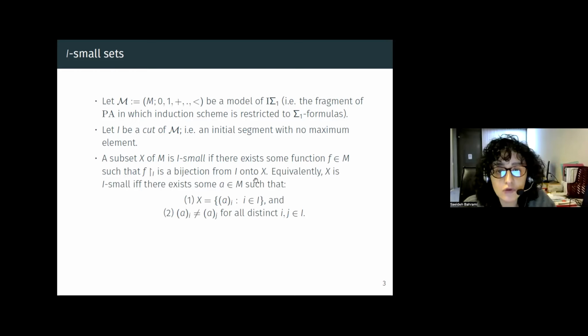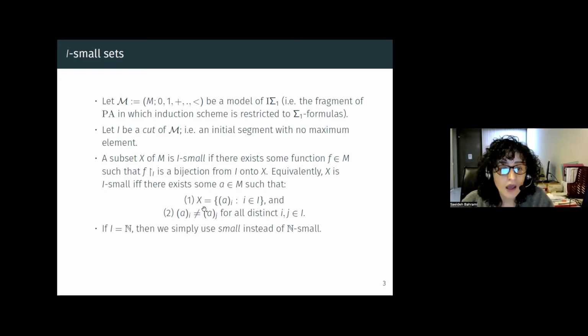And since we are working in the theory of I sigma 1, we can talk about sequence numbers. So equivalently, X is I-small whenever we have an element in M which codes a sequence such that the image of the restriction of that sequence to I is equal to X, and the restriction of the sequence is one-to-one. And whenever we are working with the standard cut, we simply say small instead of I-small.